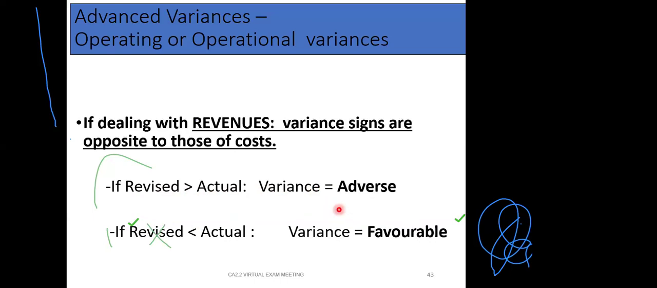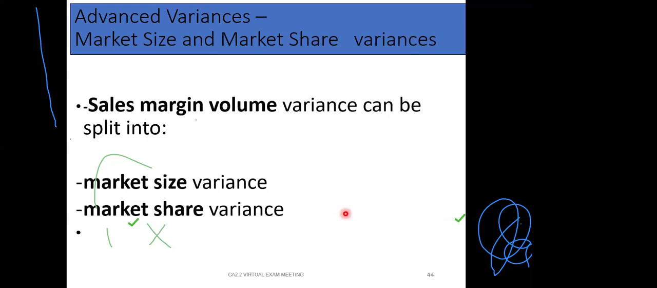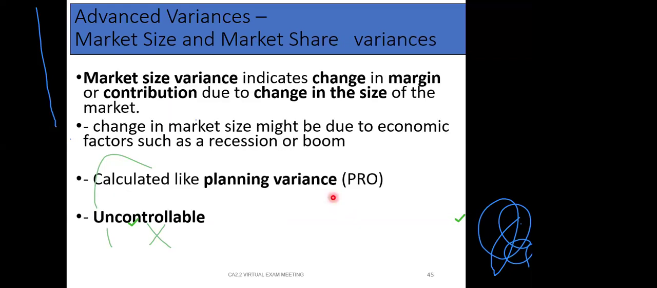Next, if dealing with revenues, the variance signs are opposite to those of the costs. Then we move to the sales margin variances. Also, they are considered to be advanced variances. The sales margin volume variance can be split into market size variance and market share variance. Market size variance indicates a change in the marginal contribution due to change in the size of the market.